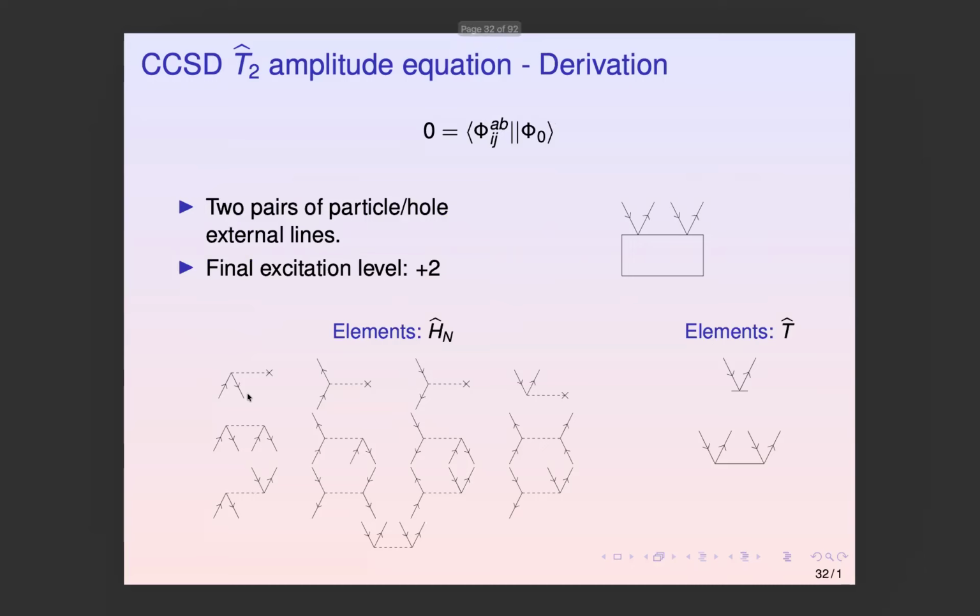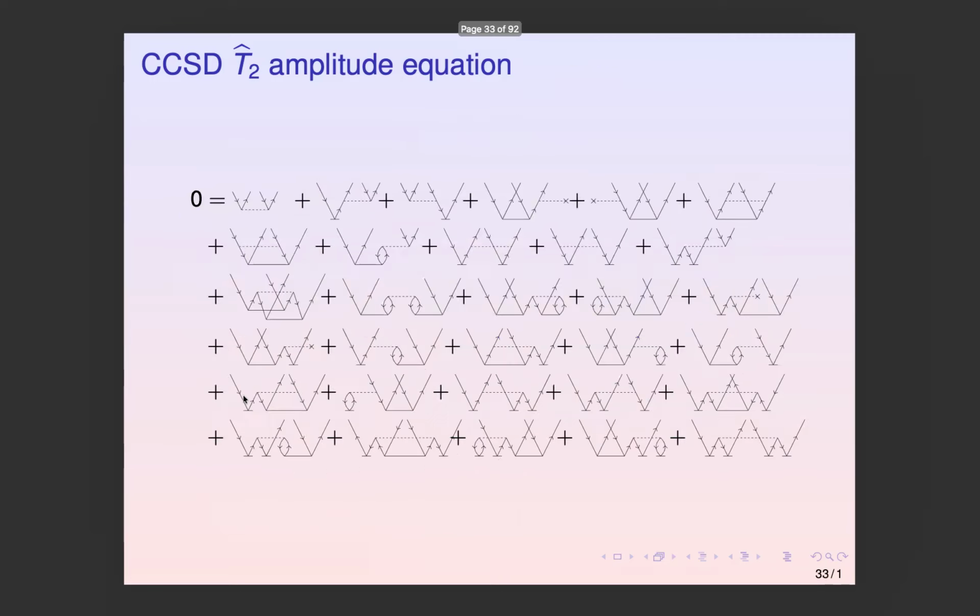So then the next one is a T2. And in that case, we have to end with a 2-particle, 2-hole state. These are the two guys which can contribute to the wave operator. And these are the elements in the Hamiltonian. And then you have to put these together, and then you get many more here.